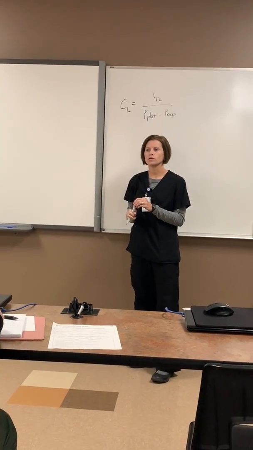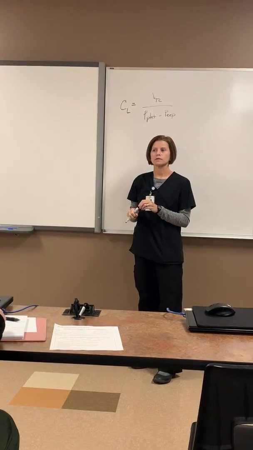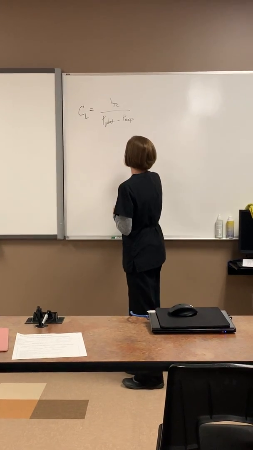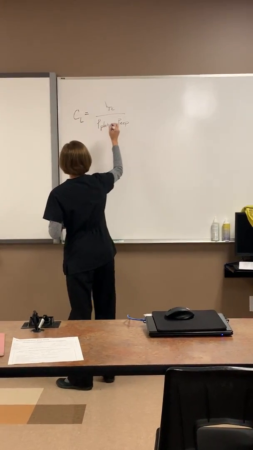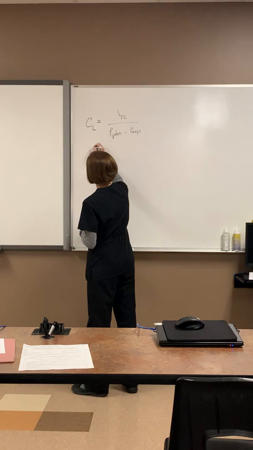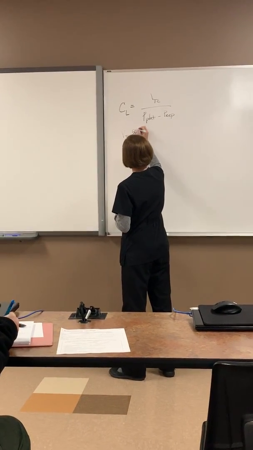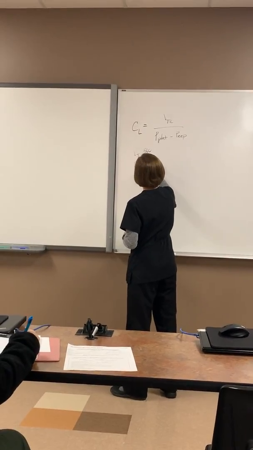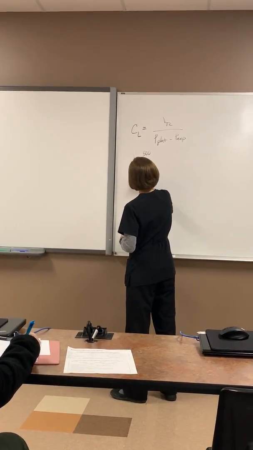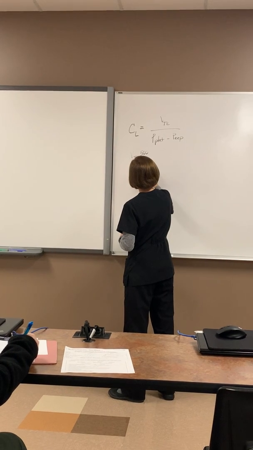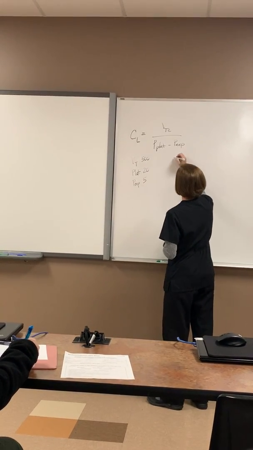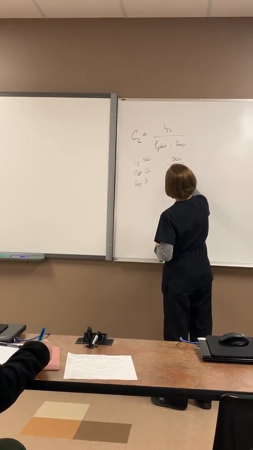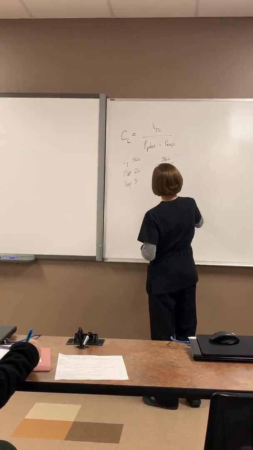Does anybody have a question? Okay, so in this case, I'm going to give you a couple values. We're going to say our tidal volume is 500. Our plateau is 20. And our PEEP is 5, right? So if I plug it in, 500 over 15 is equal to, is that 30?